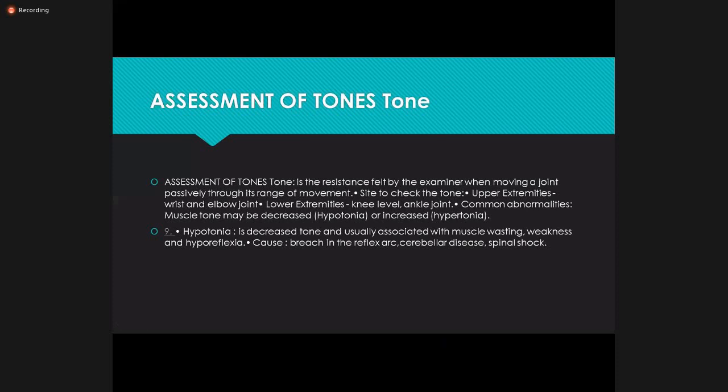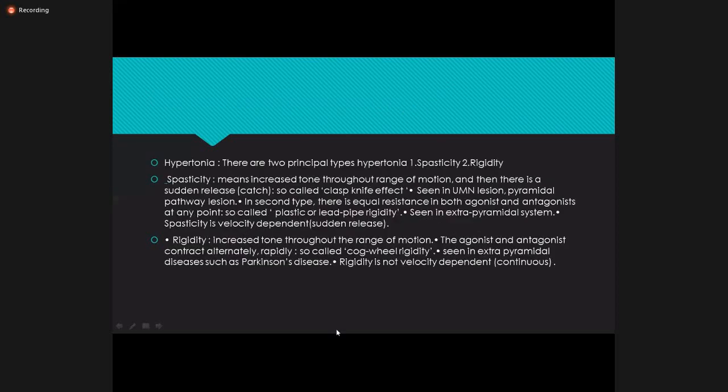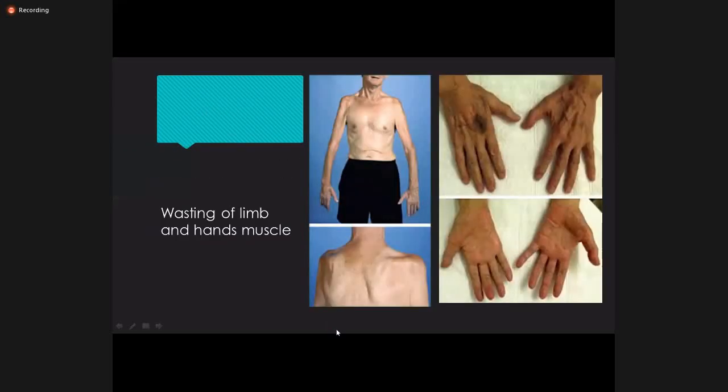Now we did the inspection. On inspection we find all these things: asymmetry of the bulk, wasting, hypertrophy, hypotrophy, and all. Now these are the pictures which you can see. Now this is the picture of the wasting.